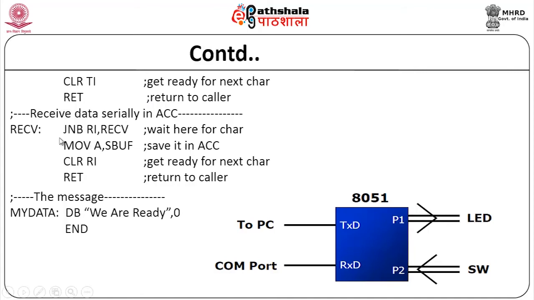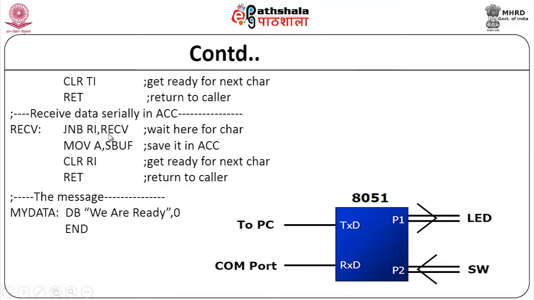While I am receiving it, it is very simple, JNB RI, again I am coming over here. Till I get the RI flag as 1, I will be waiting. Once I get it, I have read that particular thing and put it in A, MOV A, SBUF. Whatever data is in SBUF is moved to your A. Now you will be clearing it and returning. So this subroutine returns to the main program.